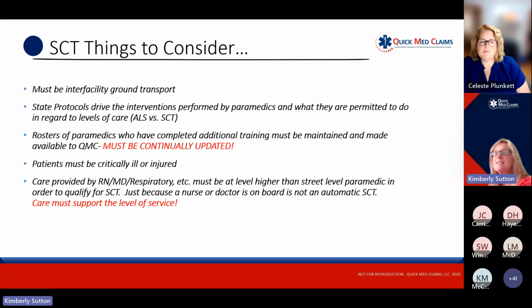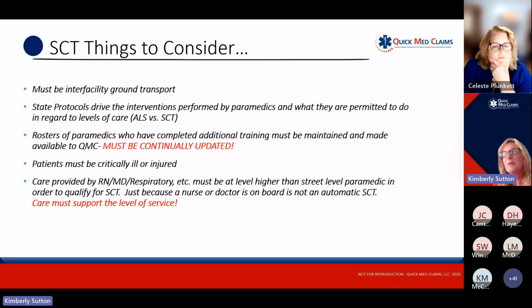For things to consider on SCT transports, state protocols drive the interventions that are performed by the provider that defines whether it's ALS or SCT. We also encourage rosters that have been completed for any of the additional training that we had discussed. These must be updated with your credentials and your licenses and your education. We encourage each program to always keep track of that. I know Med-Center Air does a great job of that. Kudos to the education department too. And the patients must be critical to be transported, and they must meet that necessity to be transported by ALS-2 or SCT.